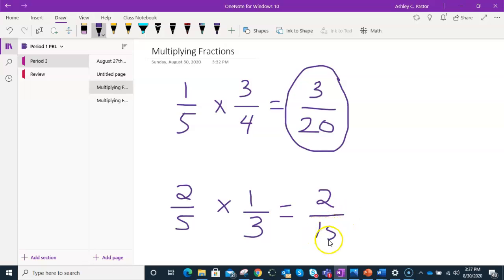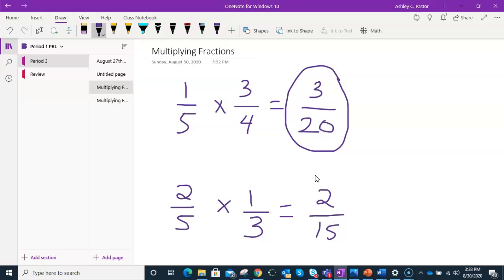You can pause the video, or you can rewind it so you can slow it down and take some notes, whatever you need to understand multiplying fractions. Remember that I'm still in the class, so if you have any questions, you can always come back and ask me, okay?